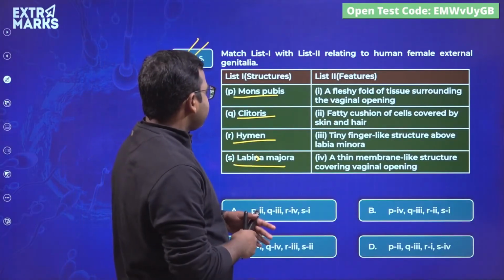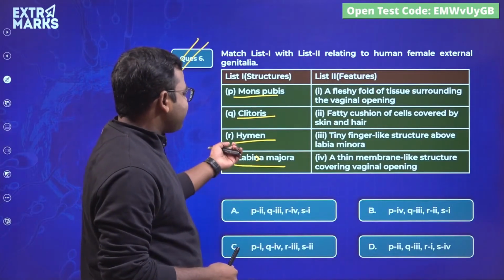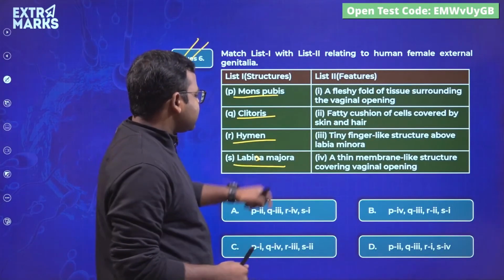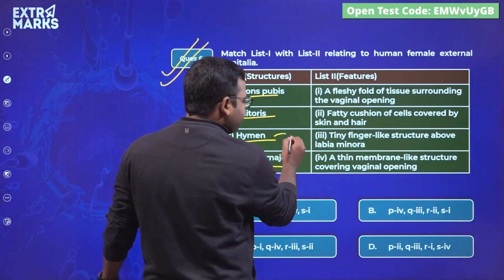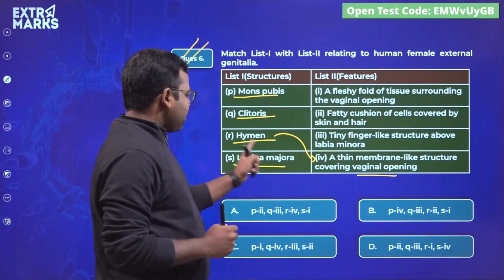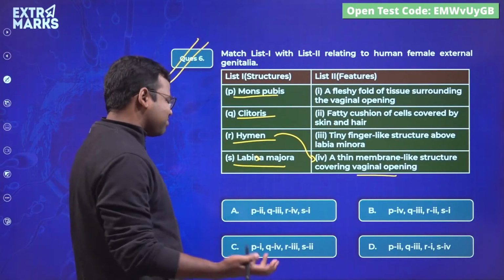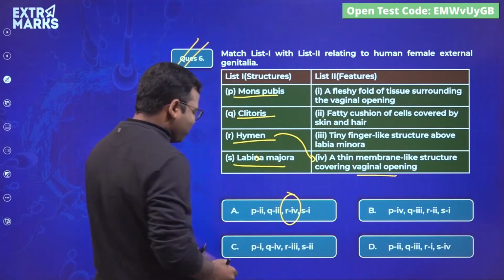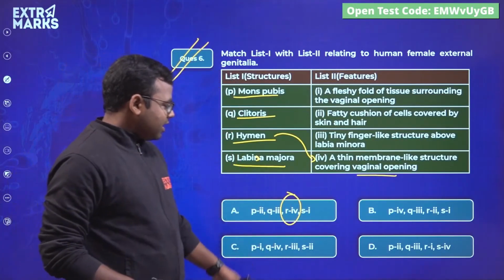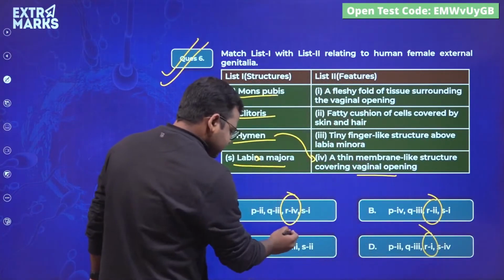You can see here, firstly just go with the easiest one. So basically hymen, what is it? It is basically a thin membrane like structure covering the vaginal opening. So R will go with 4. Where R is going with 4? You can get the answer just by this. R is going with 4 only in option A. See, in all other options R is going with 2, 1, 3.